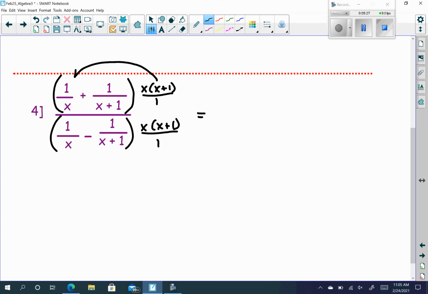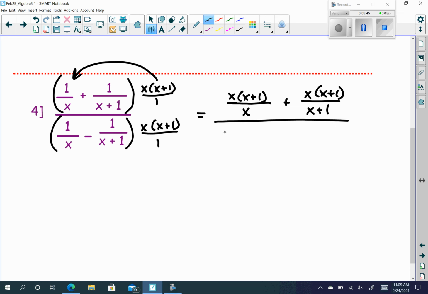So when I go to multiply the LCD by the first fraction, I'm going to get x times x plus 1 up top, because 1 times this is just this, over x, plus, again, I'm going to get x times x plus 1 up top, over x plus 1. At the bottom, same thing, we'll get x times x plus 1 over x, but minus x times x plus 1 over x plus 1.